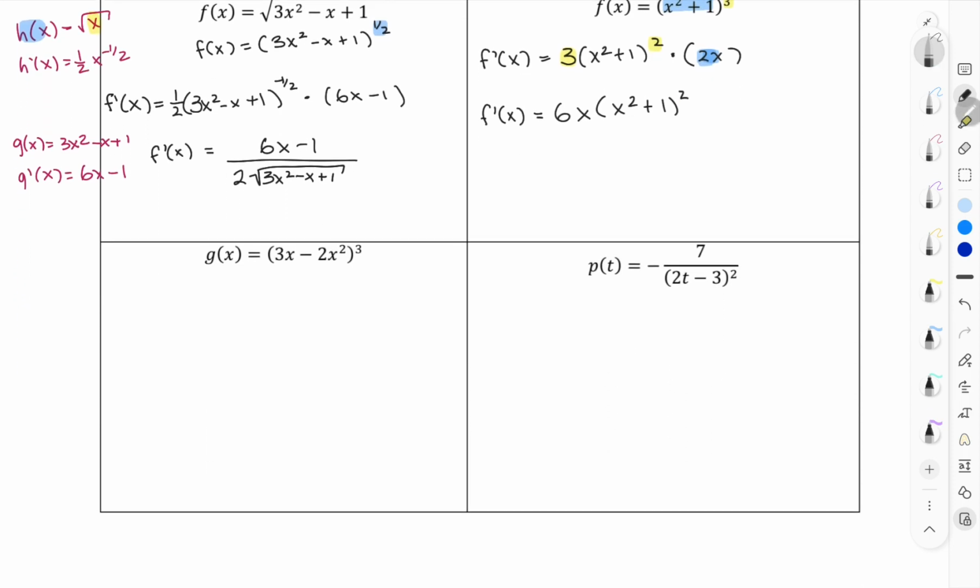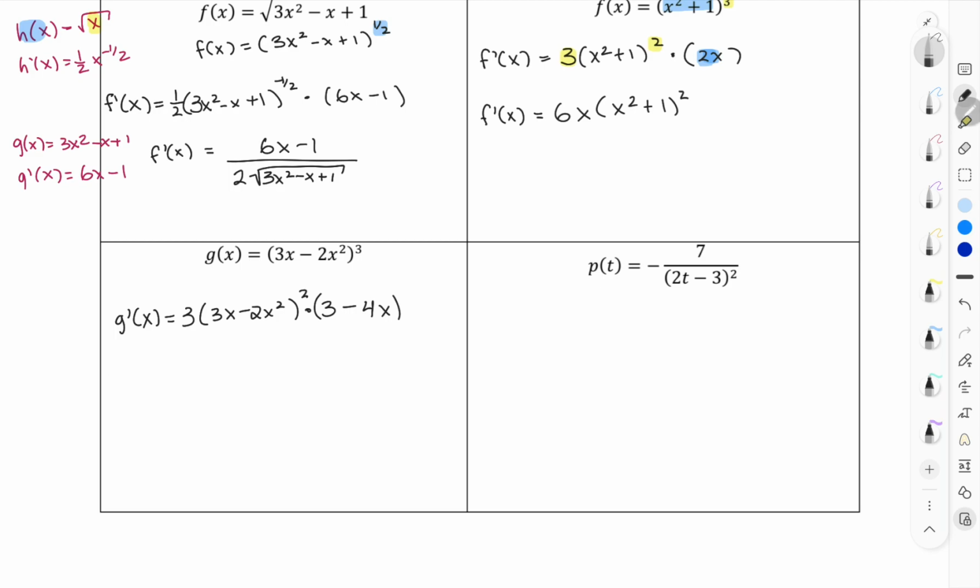g prime, same idea. Drop the power, leave the insides all exactly the same. Then the product is the result of the derivative of the inside, 3 minus 4x. Make sure you put brackets. The brackets are essential here. Otherwise, you are writing improper notation and you're only multiplying by the 3. So be careful with that.